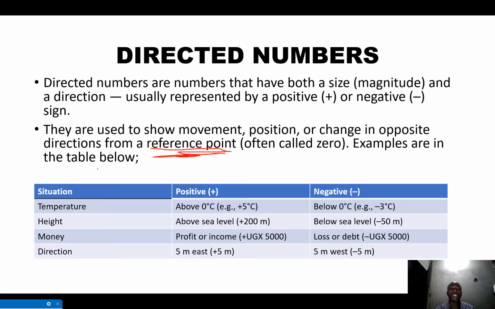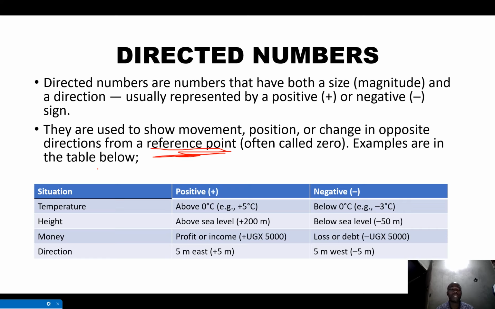We also have the same concept of negative and positive in money. For instance, if someone is talking about profit or income made, if it's a profit of 5,000 shillings, then we say this person has an income of positive UGX 5,000. But if someone incurs a loss or it is a debt of 5,000 shillings, then we record it as a negative of 5,000 shillings to this person.